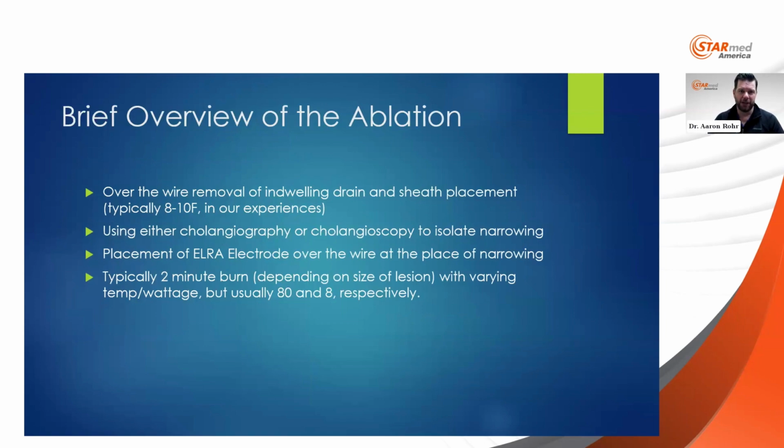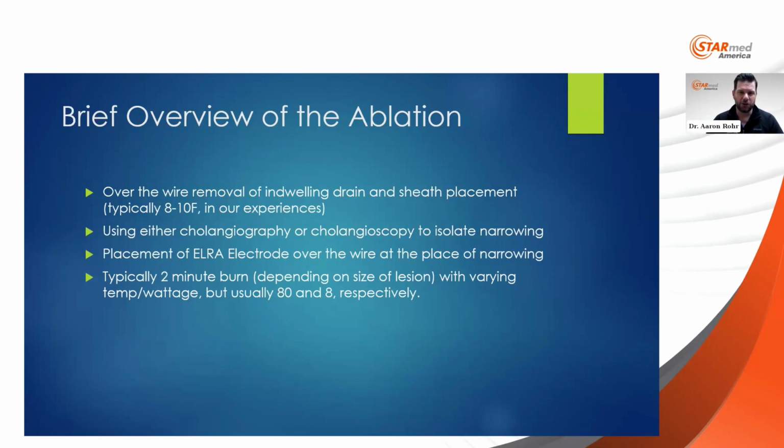So, a brief overview of ablation. For us, this is an over-the-wire removal of an indwelling drain. We place a sheath, anywhere from 8 to 10 French, depending on patient and anatomy. We typically only use cholangiography. We do not use cholangioscopy, but we are working with other institutions to isolate their findings as well, and hopefully get a good comparison between the two etiologies for identifying the narrowing.